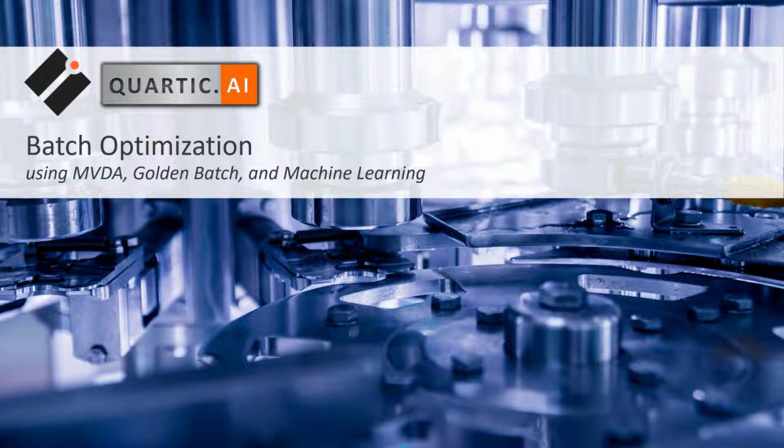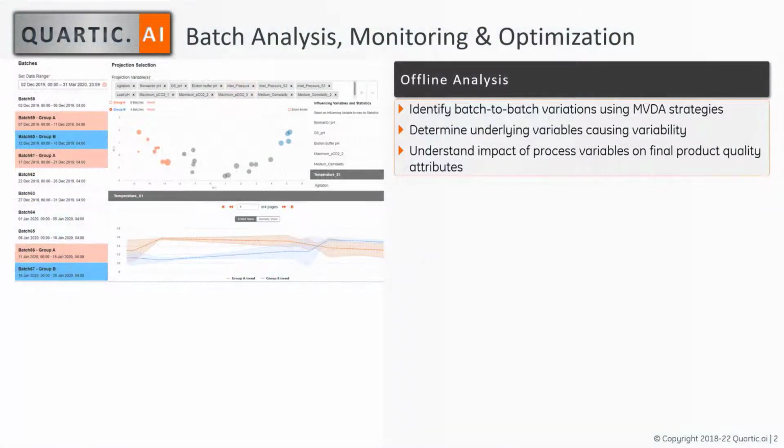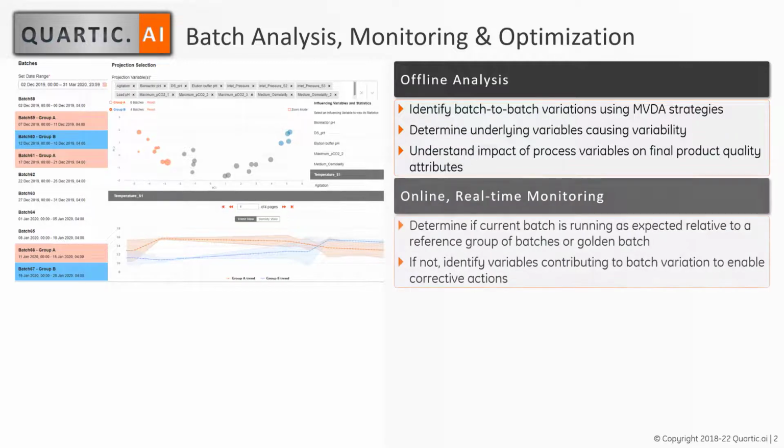So to do this, we'll start with an offline analysis mode using multivariate data analysis, or MVDA for short, on completed batch runs to understand where my batch variance comes from, how it impacts my performance, and what factors cause that variance. We can also use this to construct a reference batch group, or a golden batch, and then move into real-time online monitoring of a live batch, where I can compare my batch health, quality attributes, and process parameters to that golden batch I created.